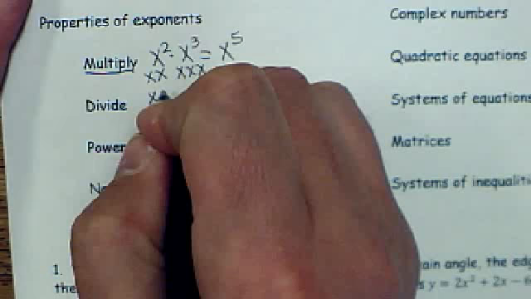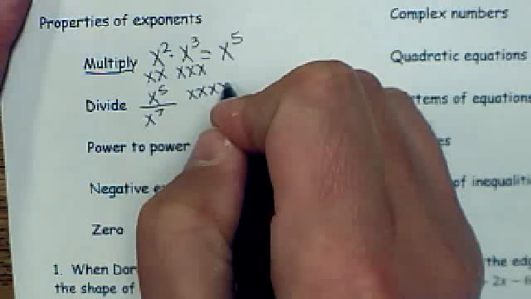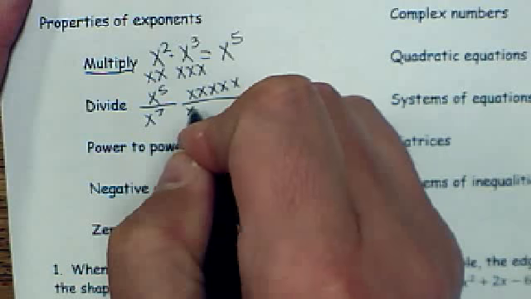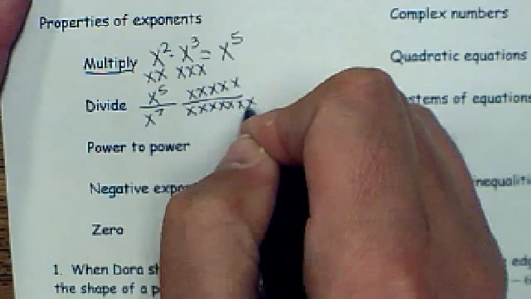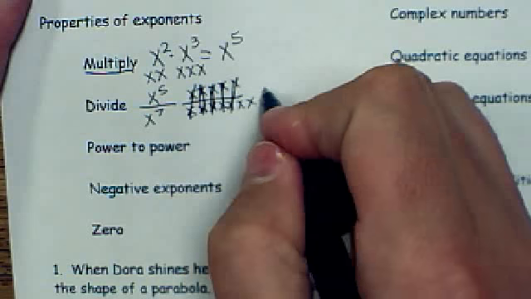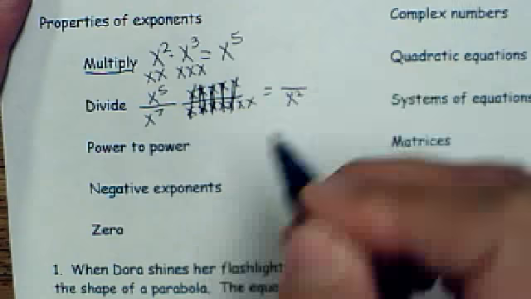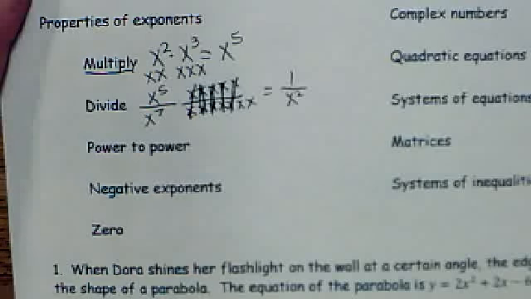Dividing looks like this. If we have x to the 5th over x to the 7th, that means we have 5 x's on top, 7 x's on the bottom, 1, 2, 3, 4, 5, 6, 7. What happens to those x's? They cancel. And we're left with x squared on the bottom. And what has to go on top? A 1. What did we really do with the 5 and the 7? We just subtracted those, and you put the leftovers where the bigger group is.